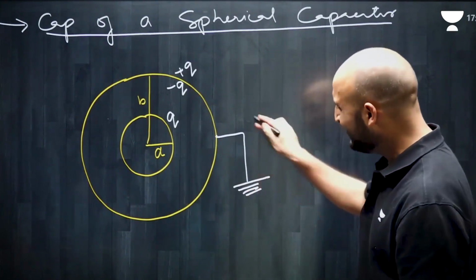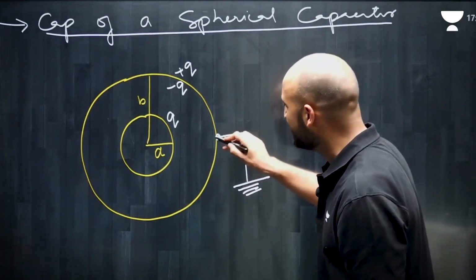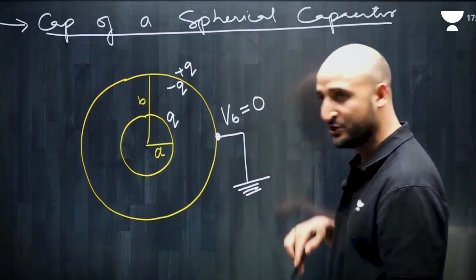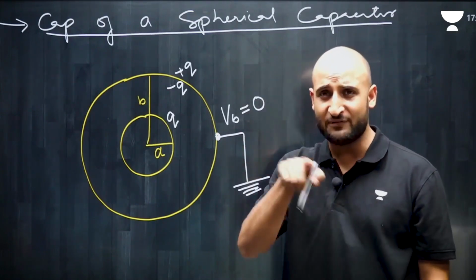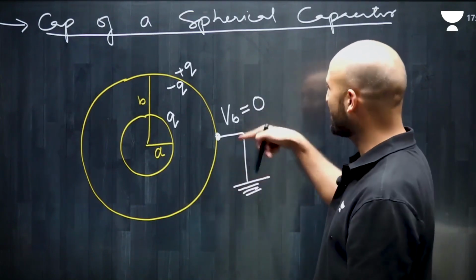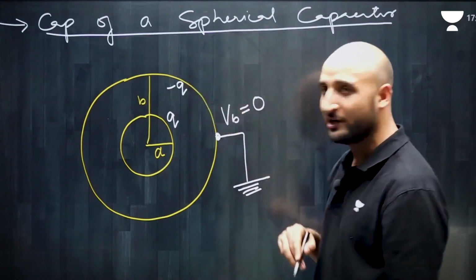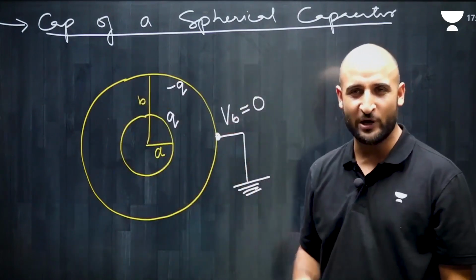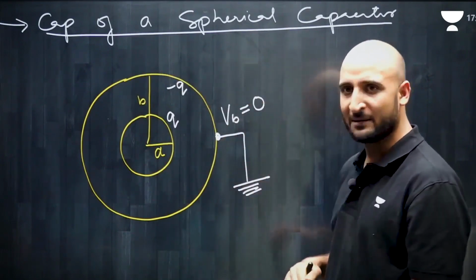When I earth this outer sphere, when I connect it with the ground, what will happen? The potential of this outer sphere will become zero. So VB will become zero, right? You must have heard about it. You must have discussed it in your electrostatics. And how that potential will become zero: this plus Q from here will get transferred to the earth. So the charge on the outer surface of the outer sphere will be zero, and the potential of this sphere will become zero.